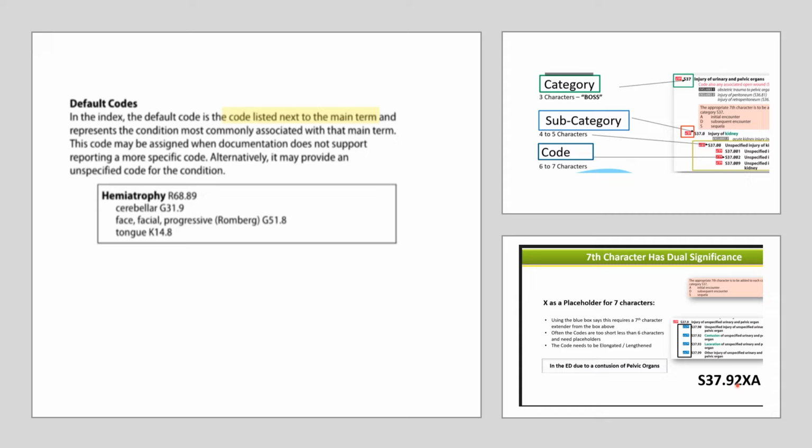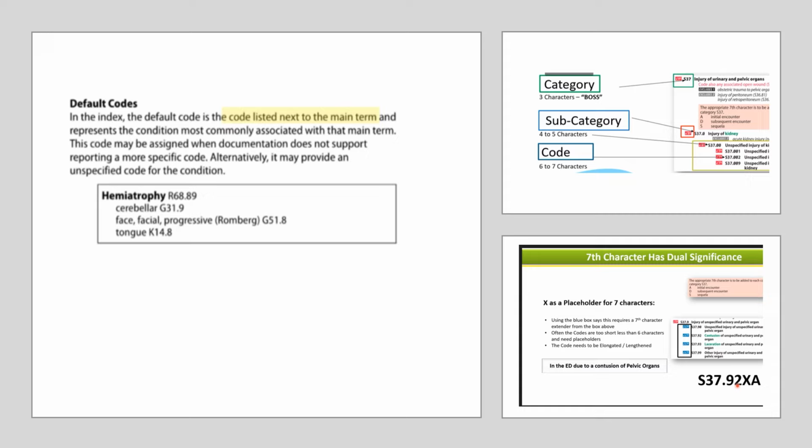And on our last slide, you have the default code, what that is. The default code is like the main code, and then you'll have all the conventions or modifiers to direct you as to the specified code that you would pick up underneath here. So in this example, for hemiatrophy, the R68.89 is the default code.